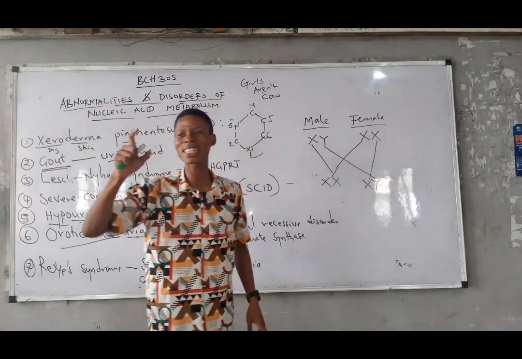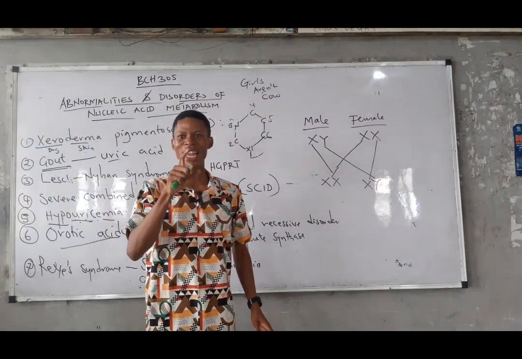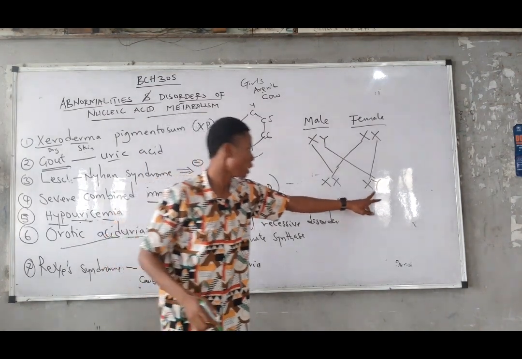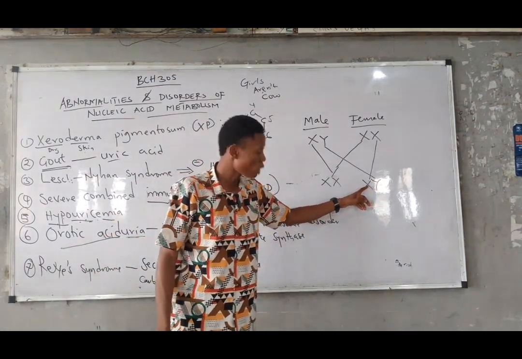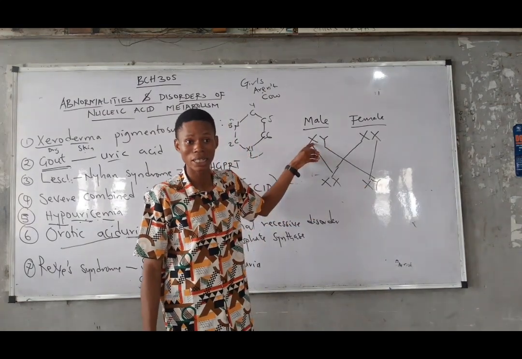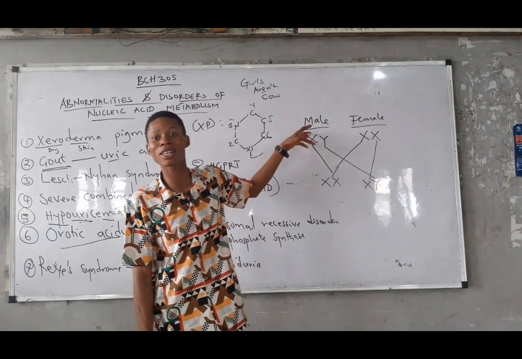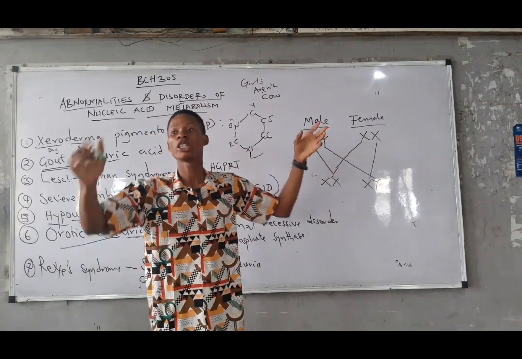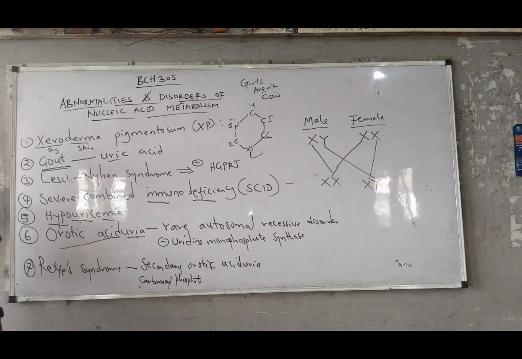Now look at this. When we say X-linked disease, meaning the disease is linked to what chromosome? X chromosome. And look at the males. Who do we inherit our X chromosome from? We inherit the X chromosome from the mother. So meaning that X-linked diseases are inherited from the mother. So they are only carriers of the disease. They don't express it.